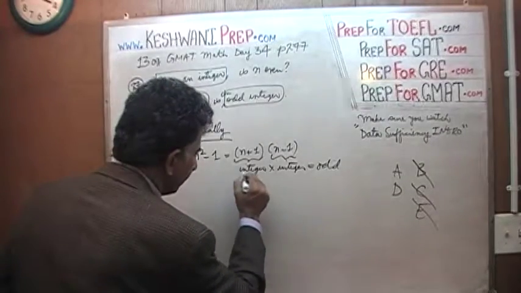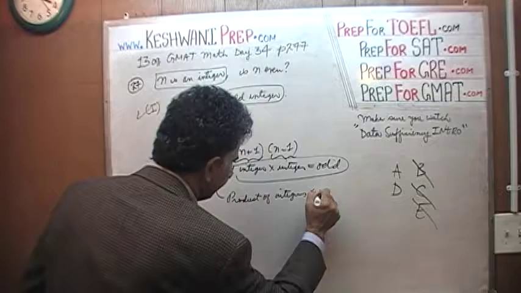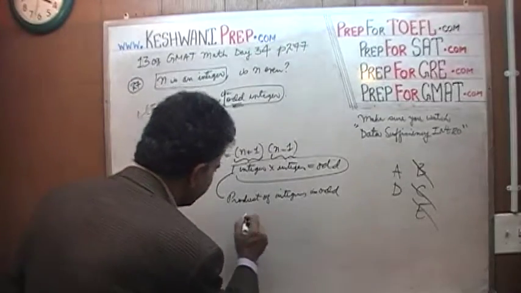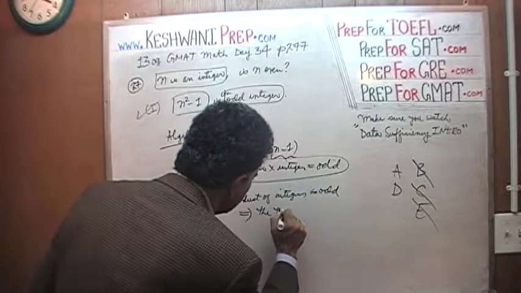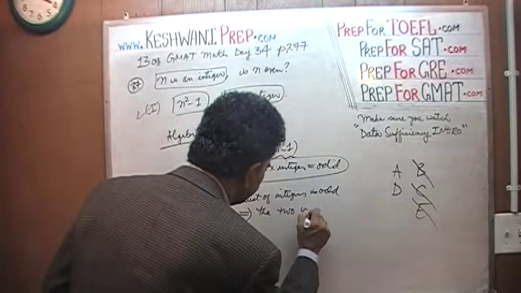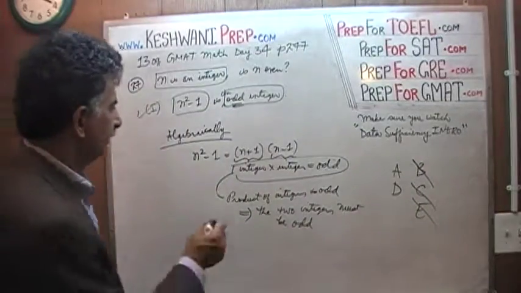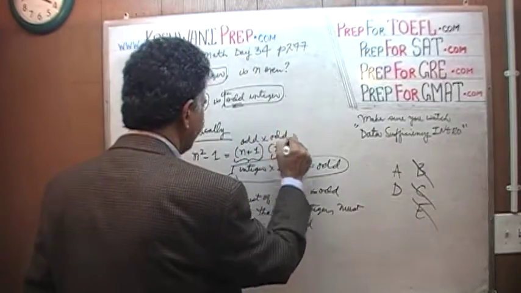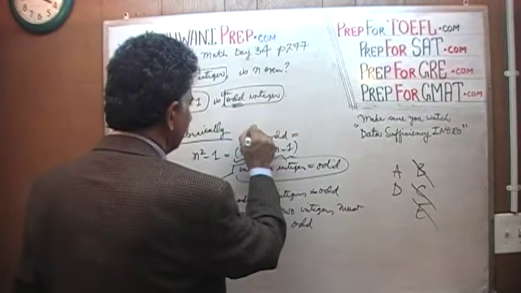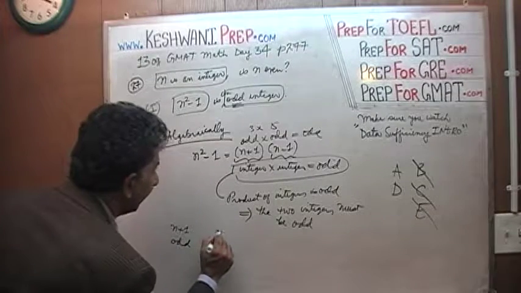We are told that the product of two integers is odd. What do we conclude from that? What do we surmise from that? What do we infer from that? If the product of two integers is odd, that implies that the two integers must be odd, because odd times odd is odd. 3 times 5 is odd, which is what we are told, that this quantity is odd, which means that n plus 1 is odd and n minus 1 is odd.